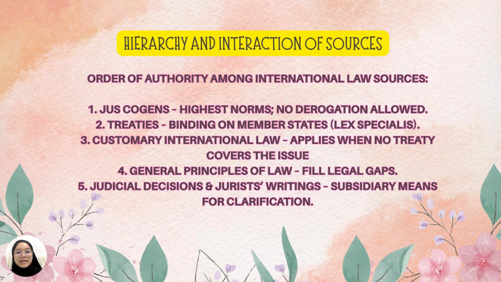Second is treaties. Treaties are binding on member states, meaning that when two states are parties to a treaty, its provisions take precedence legally. Okay, next is the third one, customary international law, which applies when no treaty exists or when a state isn't bound by one. So it reflects the general conduct of states accepted as law.